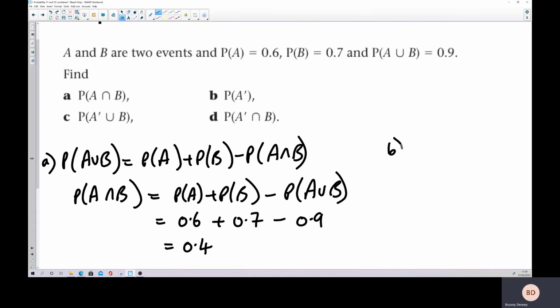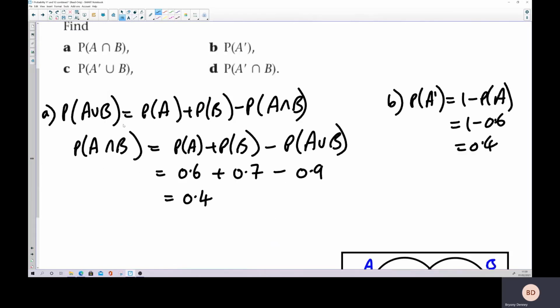For part B, we want the probability of not A. Well, that's even easier, because the probability of not A is 1 minus the probability of A. So we get the value of 0.4 as well. Okay, but now it gets a little bit more difficult. We have to try and work out the probability of not A together with B, not A union B. And I think at this point, I would just draw a Venn diagram.